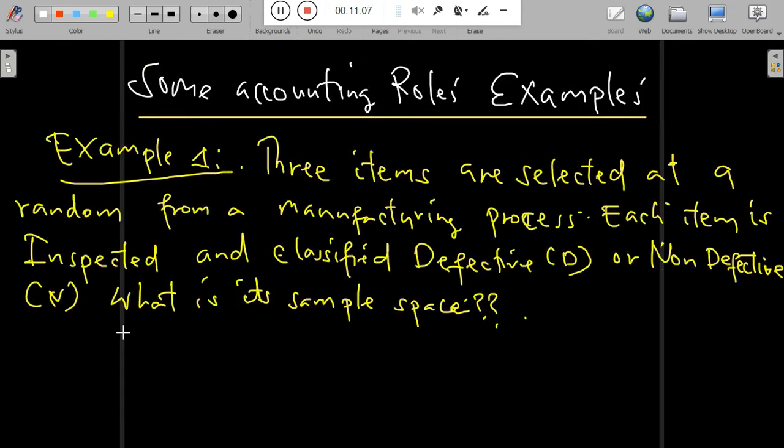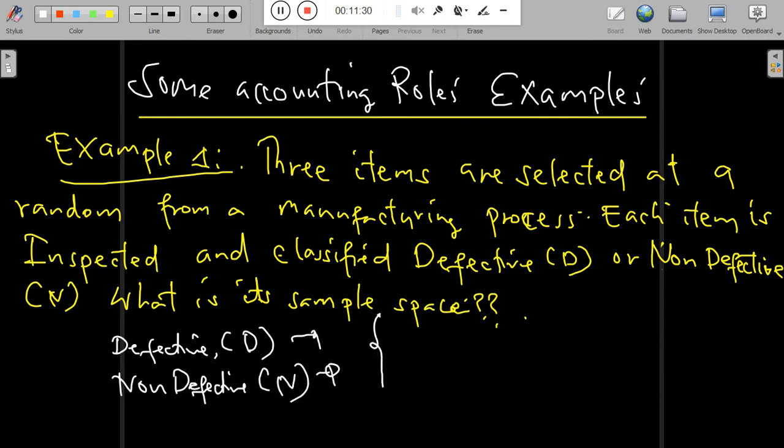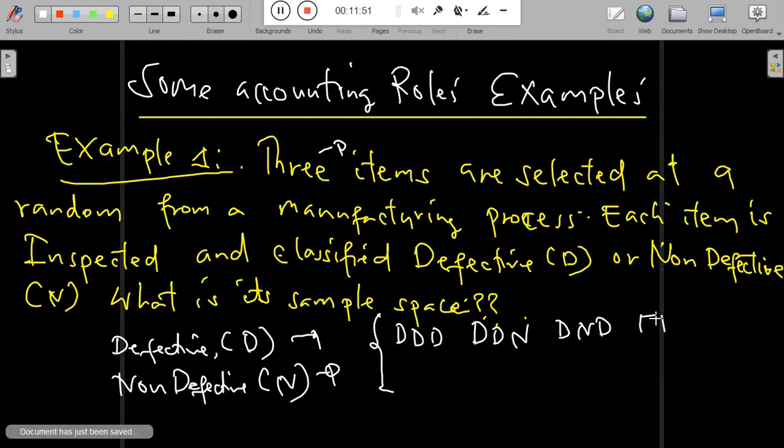Let's look at an example. Items are selected at random from a manufacturing process. Each item is inspected and classified as defective or non-defective. You are required to work out the sample space for this scenario. We identify defective as D and non-defective as N. We don't know exactly what kind of sample will be taken, since each item is inspected and classified as defective or non-defective.